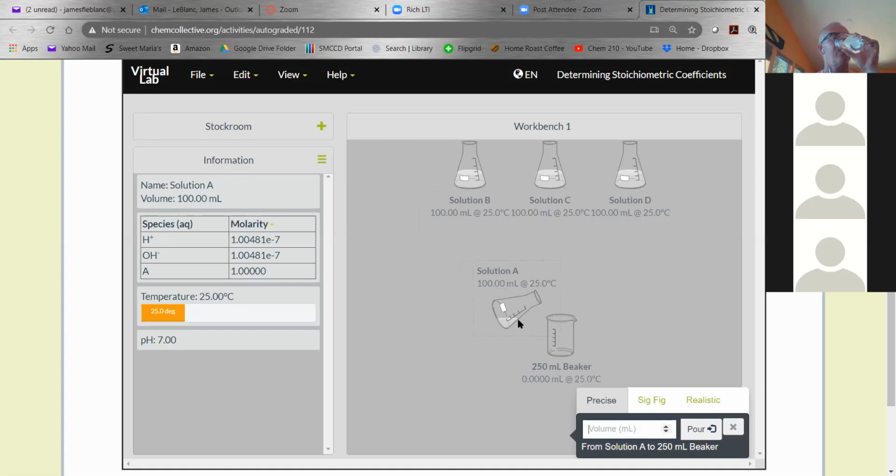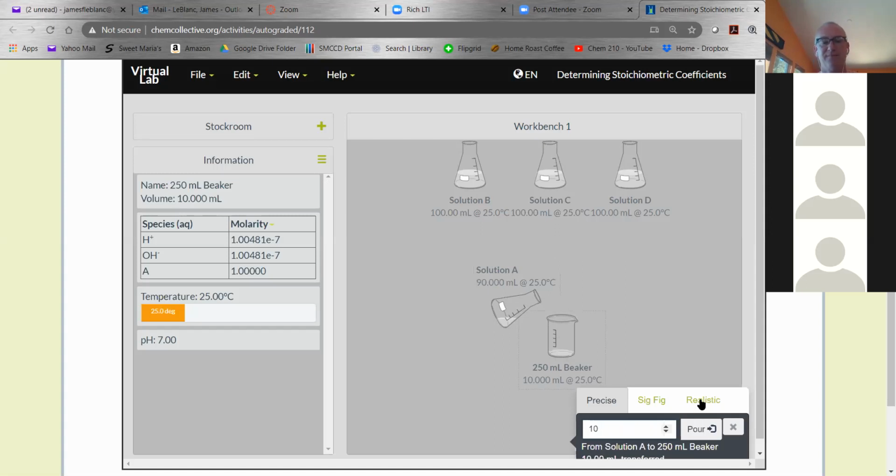10 milliliters? How many? 10. 10 milliliters, right? So I just put in 10 and hit pour. So that gives me exactly 10.